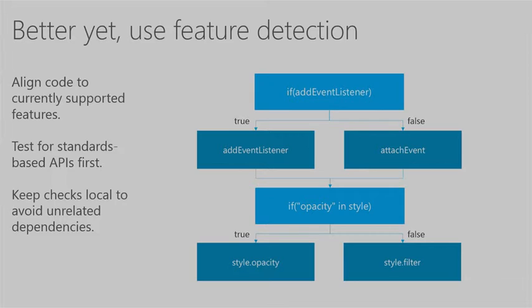Note that it's important that I'm testing for the standards-based API first, because I want to make sure that I'm taking advantage of the latest and greatest features available in any given browser. If it's not available, I'll fall back to attachEvent. I can do a similar thing for my opacity by checking to see if it's available, falling back to filter if it's not. Important to keep checks local so that you can avoid accidentally including unrelated dependencies within a given check.